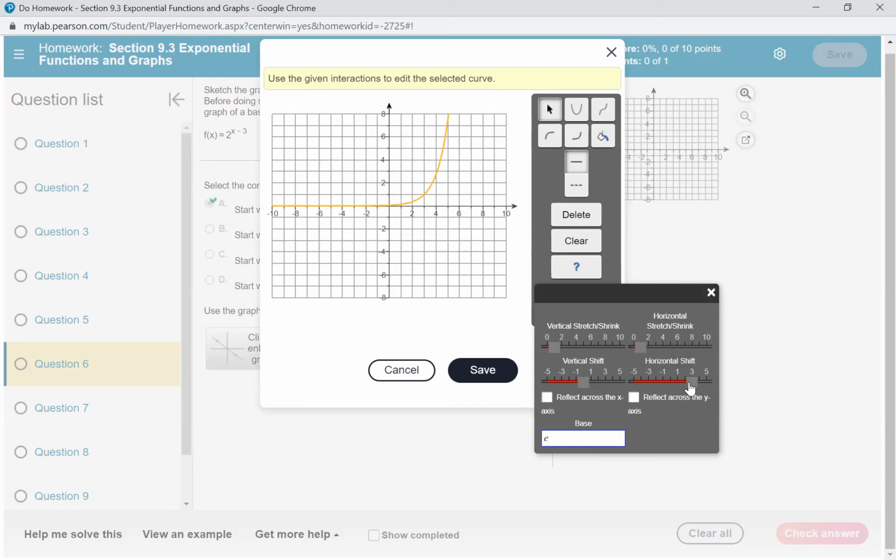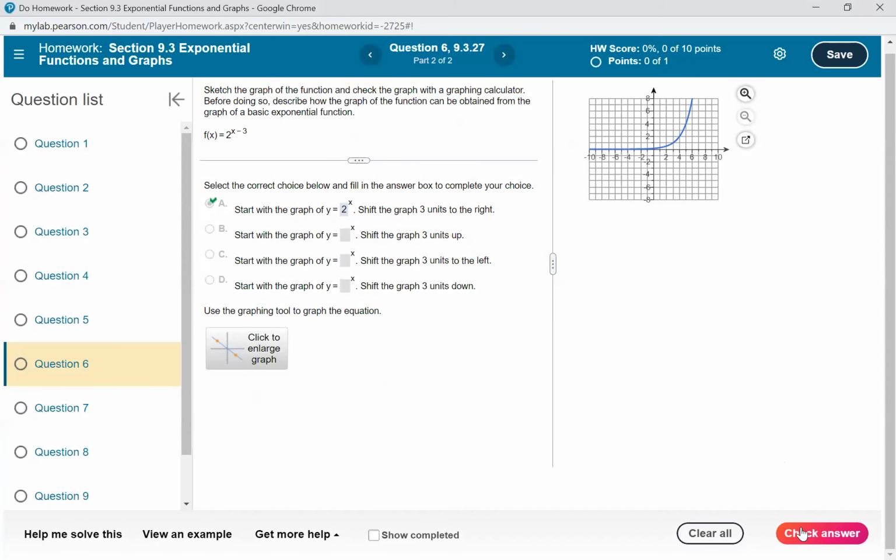Now remember, down in the bottom left corner, it says base. It's got the E in there. I need to change that to match my 2. If you don't change the base, although the graphs look similar, it will mark it wrong, okay? So you got to change that base. All right, so only had the one move, moving it to the right. So we would save that and then check our answer.